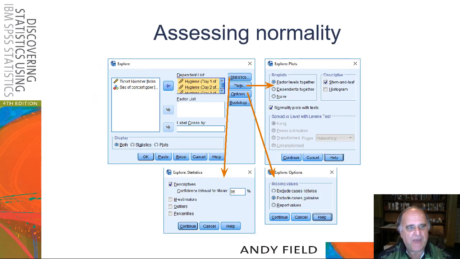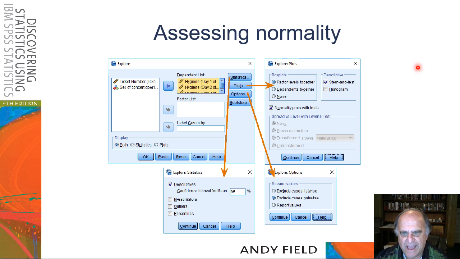Okay, to assess normality, and again, these are from Andy Field's slides, you can go into SPSS, go into Explore. You can ask for statistics such as descriptives. I would probably check things like M-estimators, outliers, and percentiles here. It asks you how you want to treat missing values. I would agree with his exclude cases pairwise. Although oftentimes what I do is I look at one or two variables at a time.